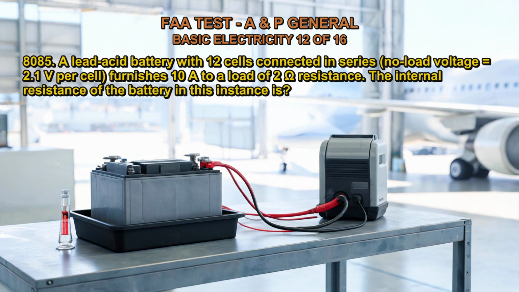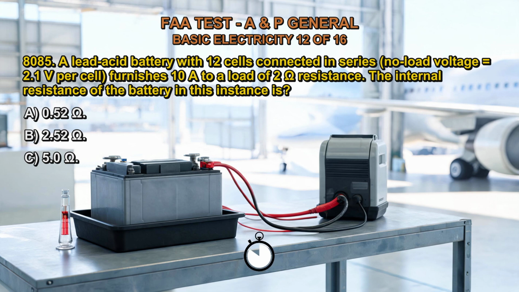Q8085. A lead-acid battery with 12 cells connected in series, no load voltage equals 2.1 volts per cell, furnishes 10 amperes to a load of 2 ohms resistance. The internal resistance of the battery in this instance is: A. 0.52 ohm, B. 2.52 ohms, C. 5.0 ohms. The correct answer is A.